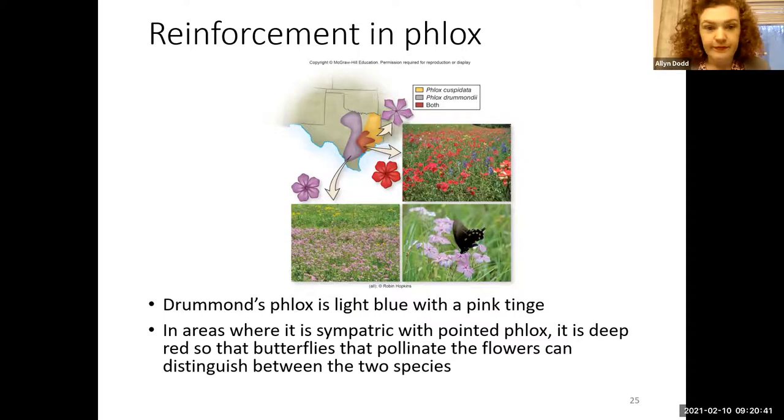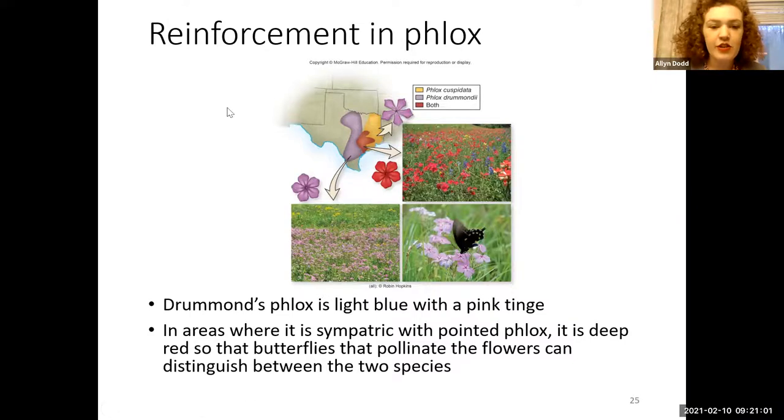So in phlox, you've probably seen phlox and didn't know it was phlox. Maybe you did. It's a really pretty flower. And sorry, my dog is being cute. Okay, so you have various species of phlox. This is really cool, guys.